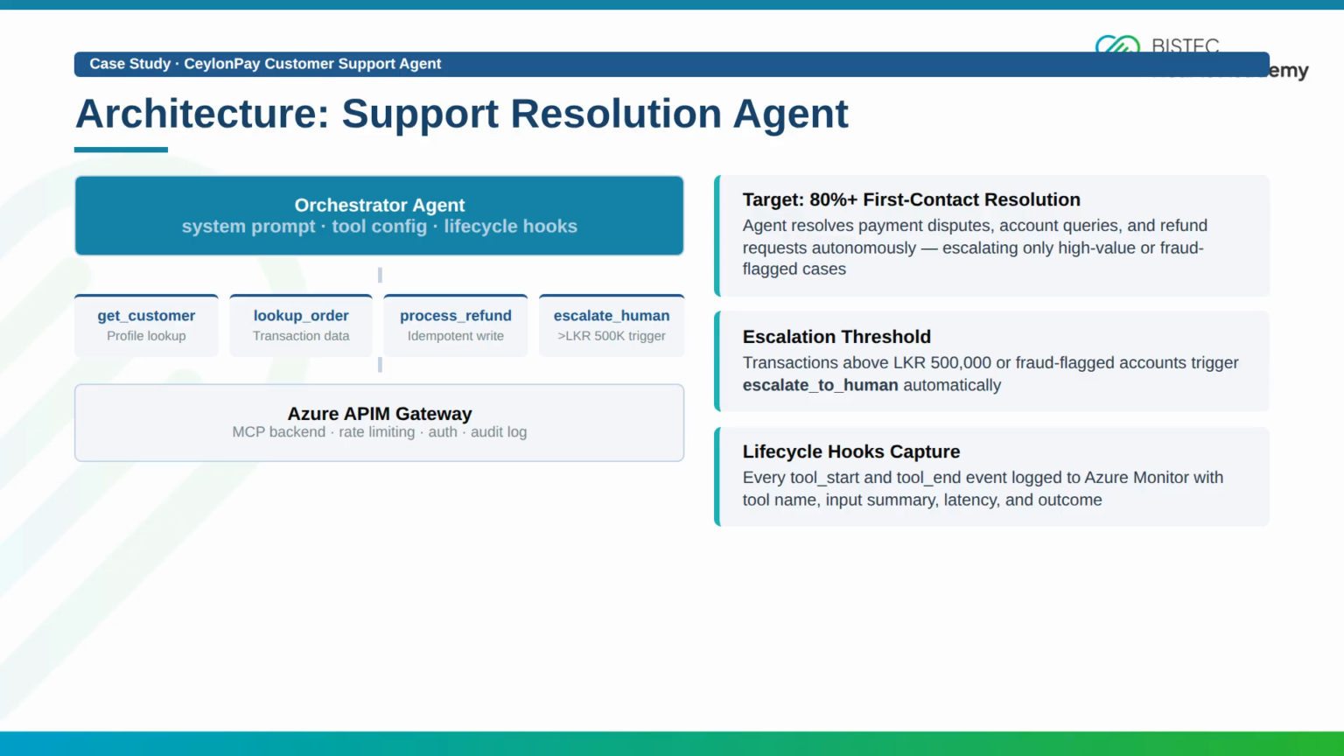The customer support agent architecture places the orchestrator at the top of the stack. It holds the system prompt that defines the agent's identity: "You are CeylonPay's AI support agent," and it has access to 4 MCP tools: Get Customer, Lookup Order, Process Refund, and Escalate to Human. These tools are not embedded in the agent code. They're served via the MCP protocol from Azure Container Apps instances, sitting behind Azure API Management.